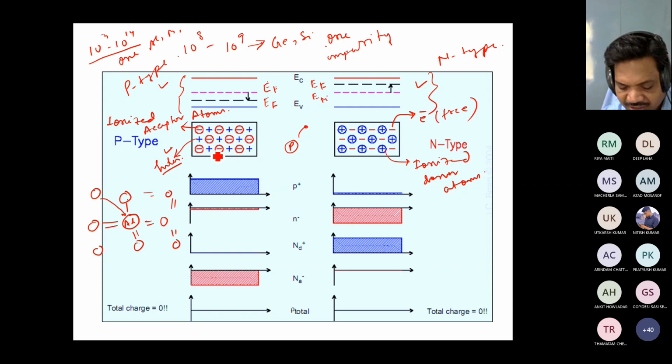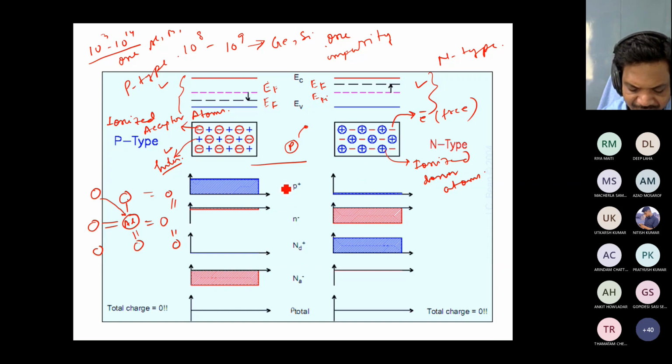These ionized acceptor atoms or ionized donor atoms cannot contribute any current because they are stationary. They are fixed in the atomic crystal position and their mass is very high. With the help of an external field it is very difficult to move them, compared to the movement of free electrons or holes. That's why the current is only due to free electrons and holes. So these are the two concepts of different charge particles in isolated p-type and n-type semiconductors.